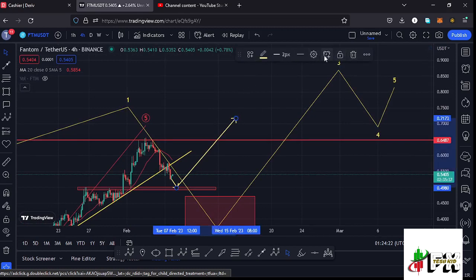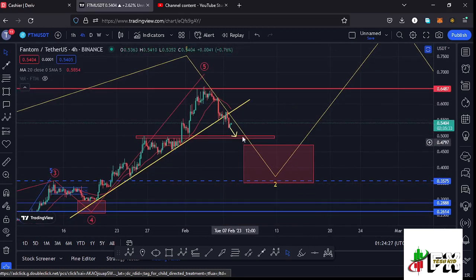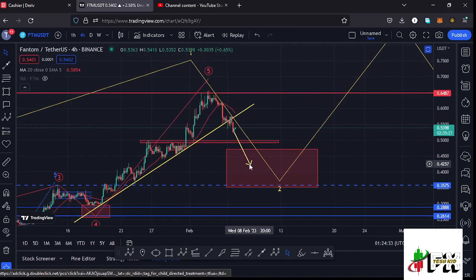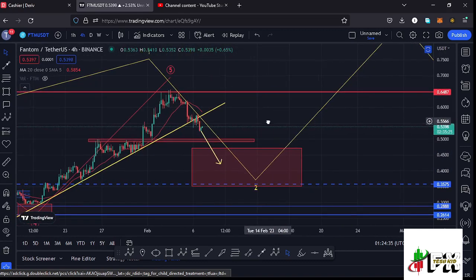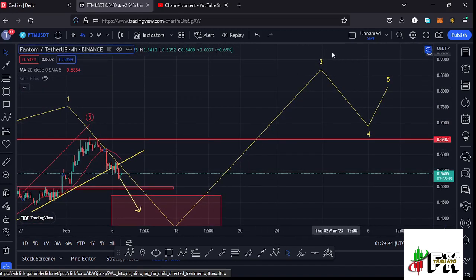But in case we get to the key area of support at around the $0.5 mark and we do not hold that key area of support, then there are chances of continuing to unlock even lower prices to fully maximize the formation of this wave 2. And once that happens, then that will be another perfect entry into Fantom, so that we can ride this bounce to the upside in the formation of this wave 3.